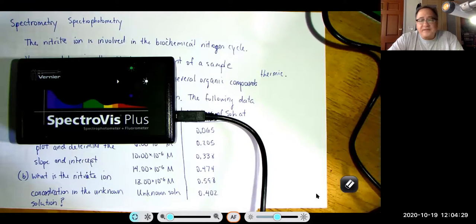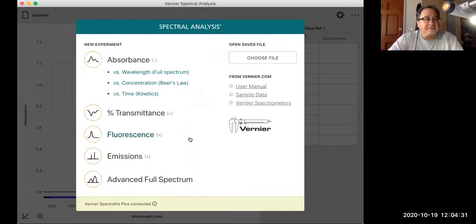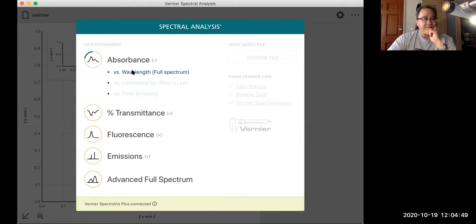So this is the software that I have. You can see that it says Vernier Spectral Analysis at the top. I can choose a bunch of different types of analyses. We're going to look at an absorbance analysis versus wavelength, full spectrum. And so I'm going to choose this.